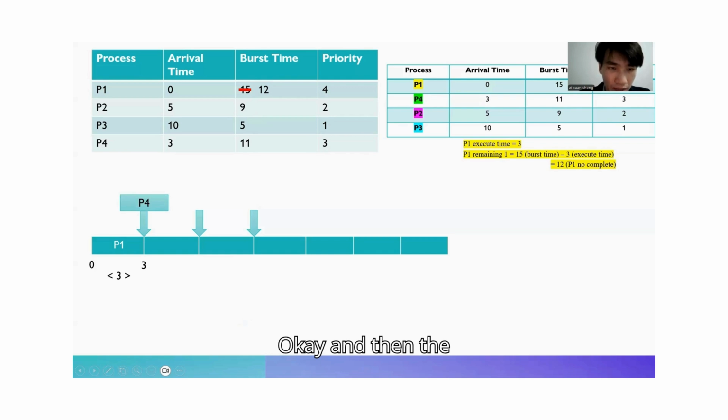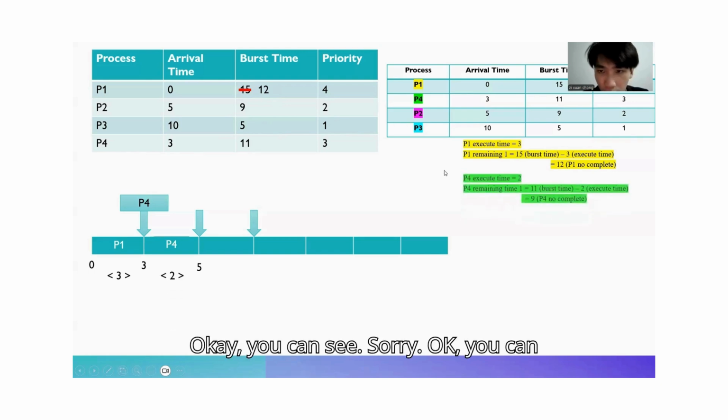Then P1 will stop at time 3, because the arrival time of P4 is 3. P4's arrival time is 3, with a burst time of 11. So the CPU will preempt P1, because P4 has a shorter burst time than P1. P4 has a burst time of 11, which is shorter than 12. So in preemptive SJF, the CPU will process P4 first.